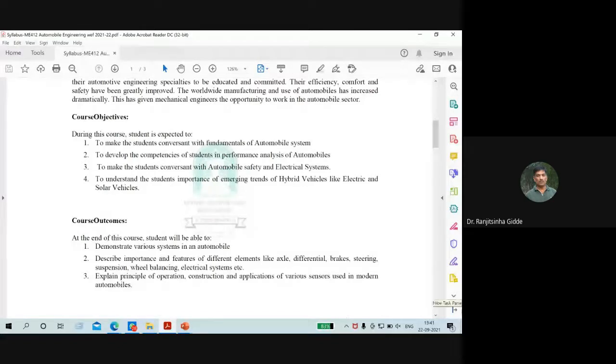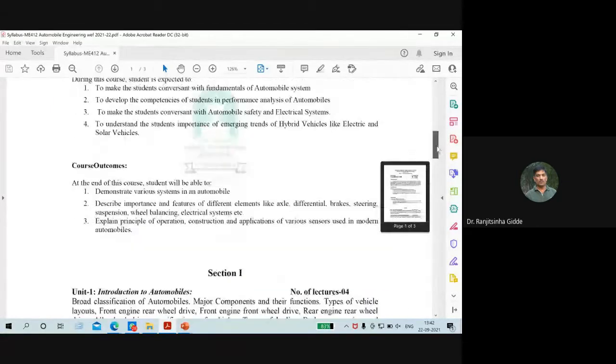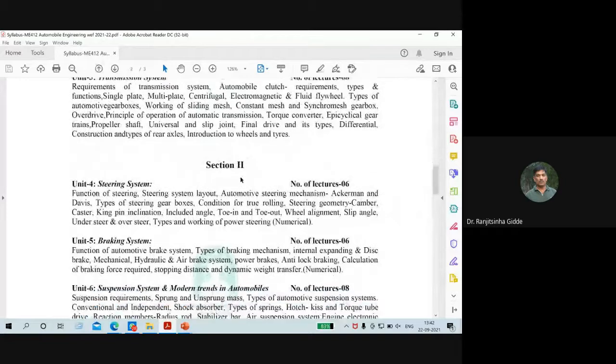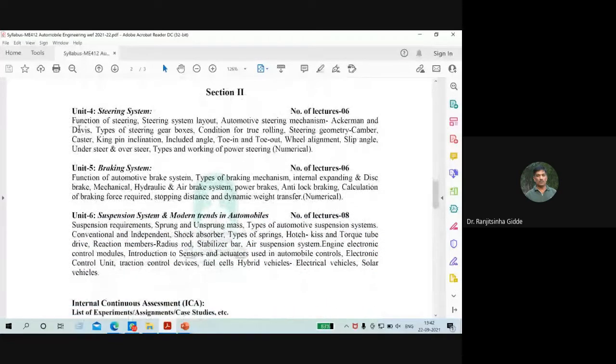Okay. So, we have discussed section 1 syllabus. Now, basically, the second section is with respect to the control system, or we can say the running system. So, the first unit in the second section is related to the steering system.